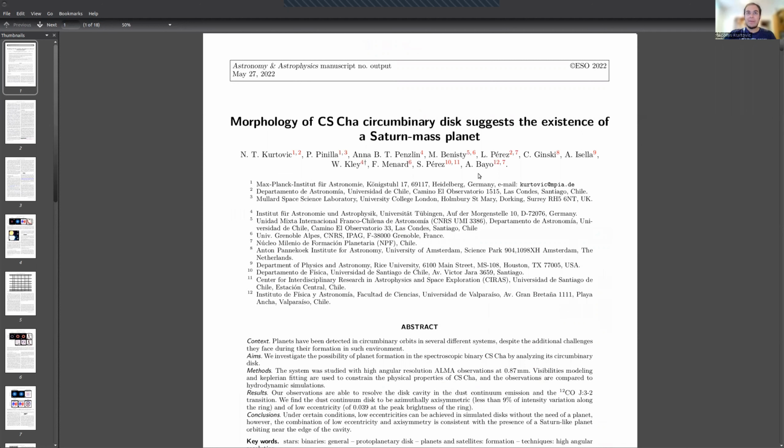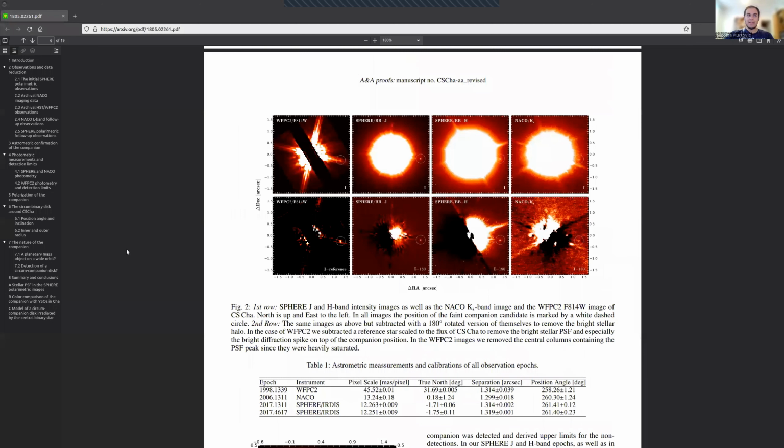This is a 3-minute summary of our paper on the CS Cha circumbinary disk observed with ALMA. CS Cha became very famous back in 2018 because there was a detection by Christian Ginski et al. in the same year, using Hubble and using VLT. They found this companion here on the outside, which was thought to be a planetary mass companion.